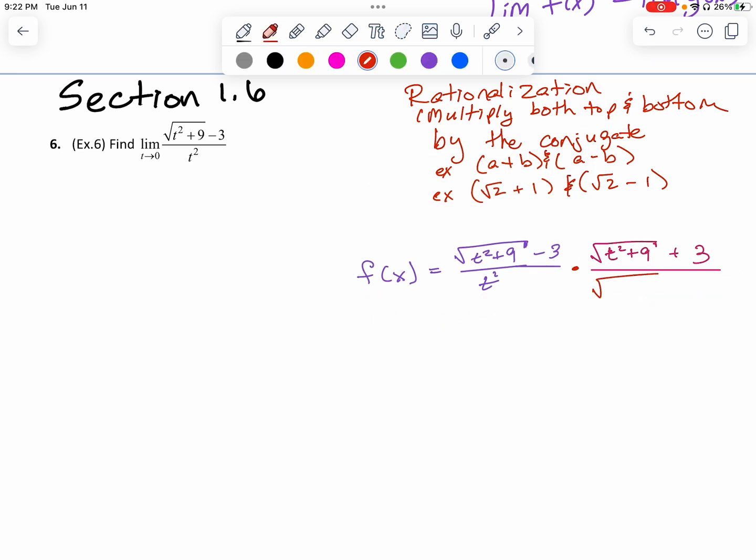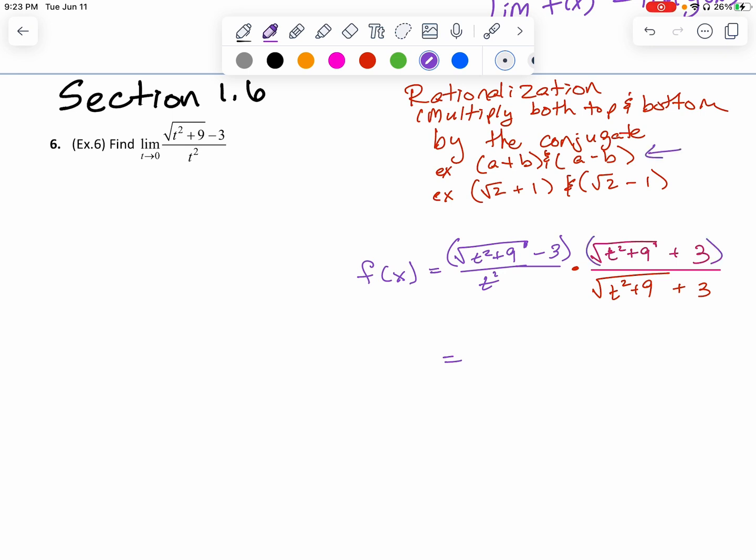Whatever I do on the top, I have to do on the bottom, because that way I don't change the value. There's no equal sign; I'm not doing something to both sides of an equation. So in order to not change the value, I multiply by the same thing on the top and the bottom, so that I'm really just multiplying by 1 and not changing the value of the fraction. The reason I do this is because when I multiply these two conjugates together, you can think of a conjugate as like a difference of two squares.